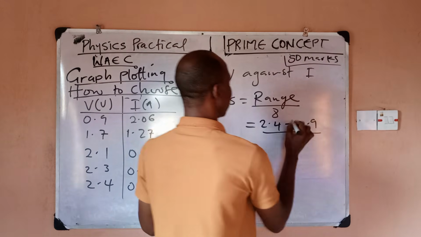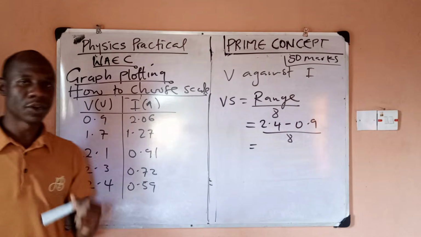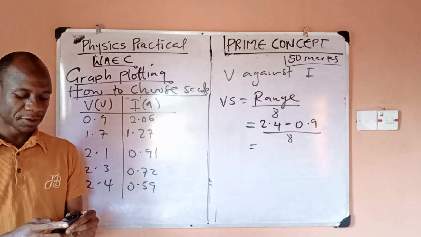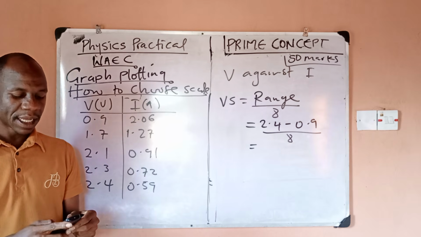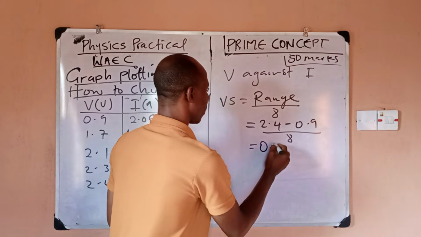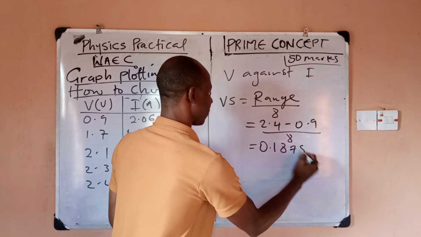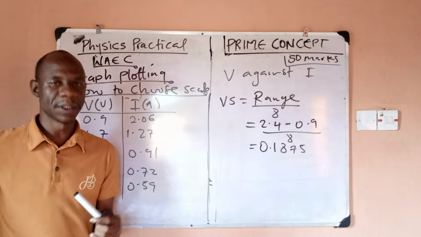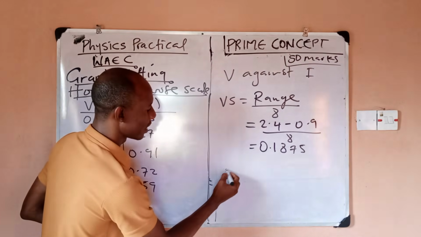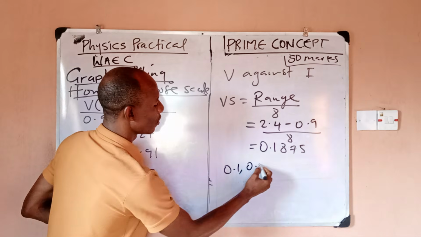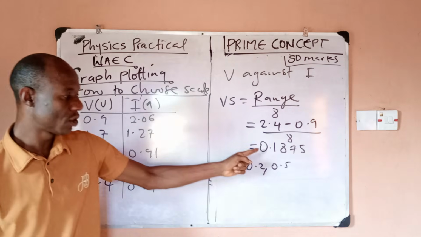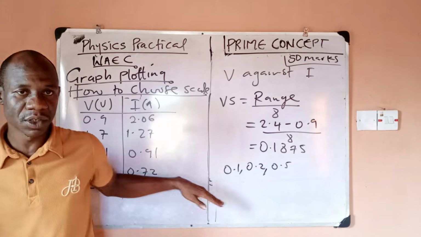0.9 divided by 8. So if I do this to give me a rough value, then I'll compare it to my magic number. So 2.4 minus 0.9 divided by 8. So this would give me 0.1875. This is the kind of rough value it gives me. Now, if you look at your numbers, I told you your scale can be 0.1, can be 0.2, it can be 0.5, but this is where you're going to pick from because you already have 0 point. So it means you should pick your scale from this.